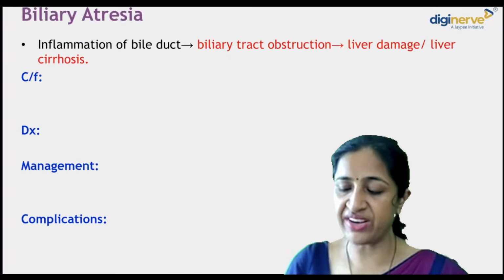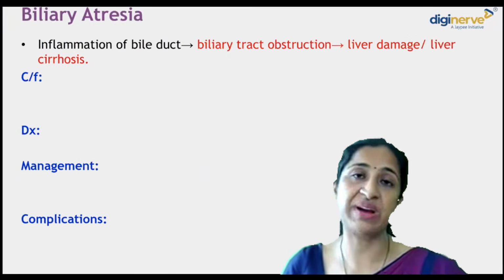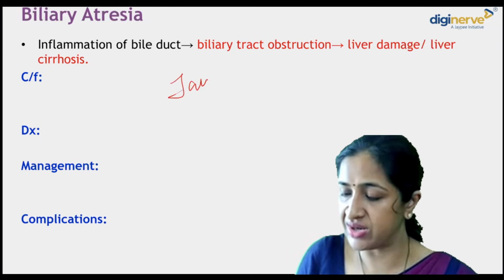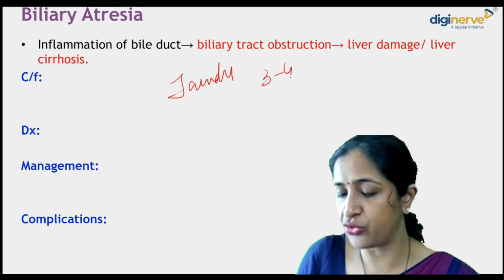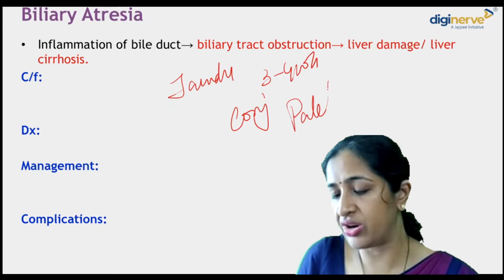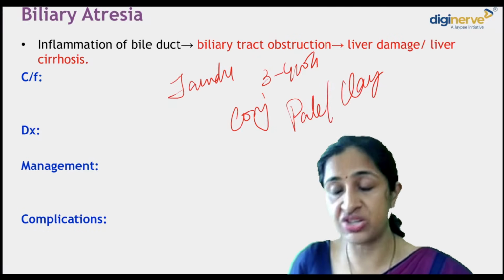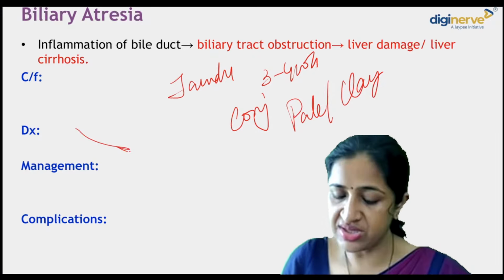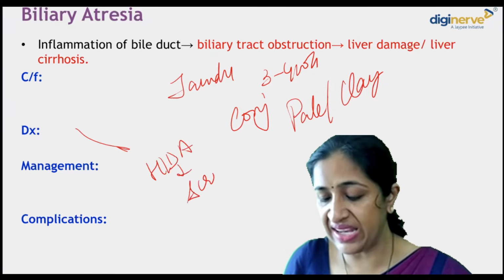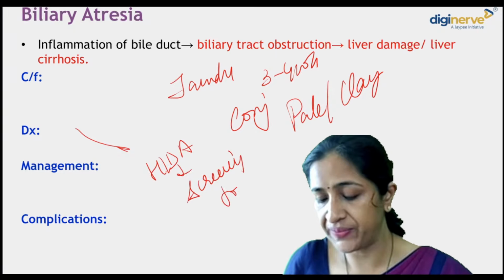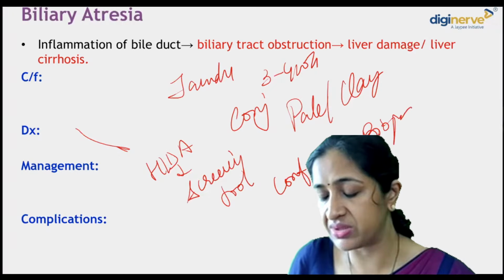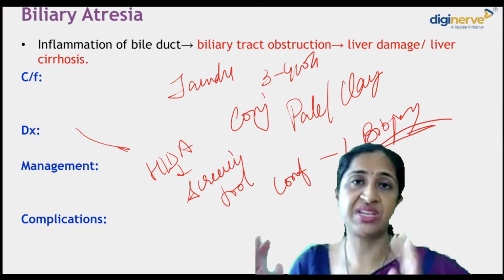So, biliary atresia produces, because of bile duct obstruction, liver damage and death. There is jaundice which develops within the first 3 to 4 weeks of age. It's conjugated jaundice, with pale or porcelain clay colored stools. The diagnosis is HIDA. Now, HIDA is a screening tool. Confirmation is liver biopsy. Remember this very well. Confirmation is liver biopsy.